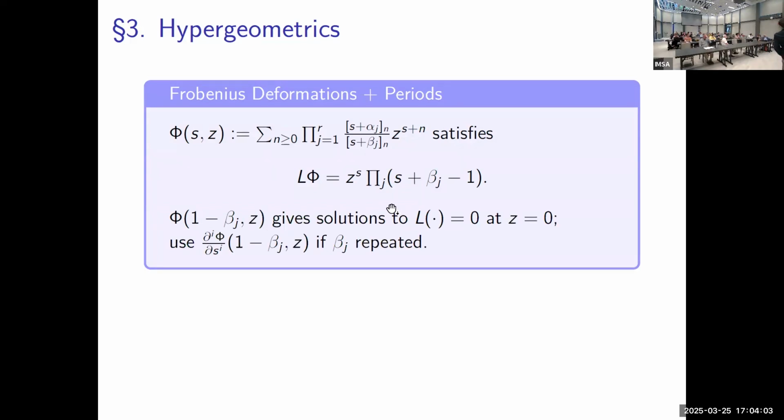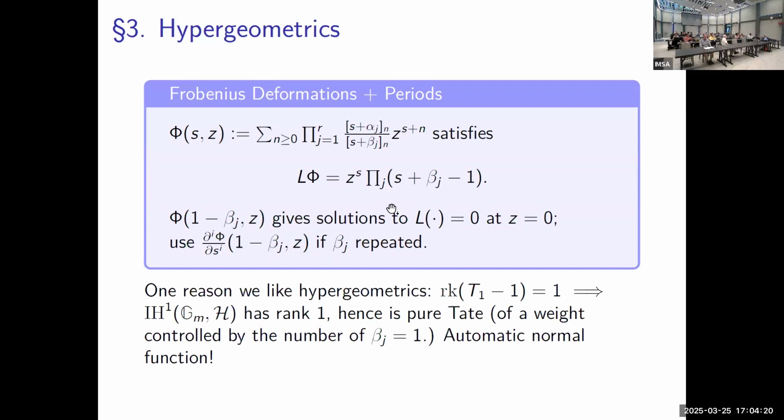And if a beta j is repeated, then you need to differentiate with respect to s. Take the partial derivatives as many times as you have repetitions of that beta j to get additional periods. Those periods will have log squared, log cubed, and so on. One reason that one likes hypergeometrics is that by the Euler-Poincaré theorem, little IH1, G_m comma H, is 1. So you get a Tate Hodge structure. The weight of that Tate Hodge structure is controlled by the number of beta j's that are equal to 1. And in any case, we get an automatic normal function.